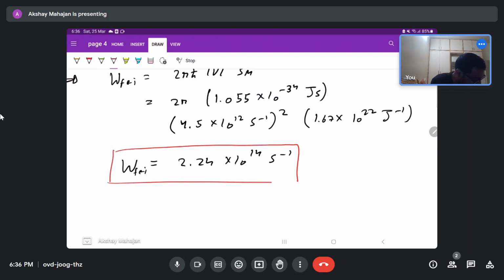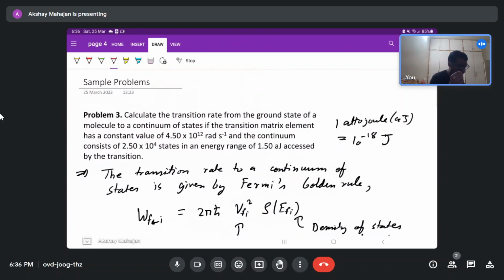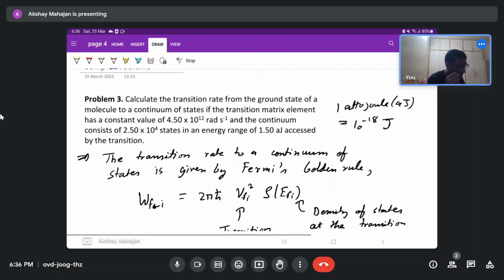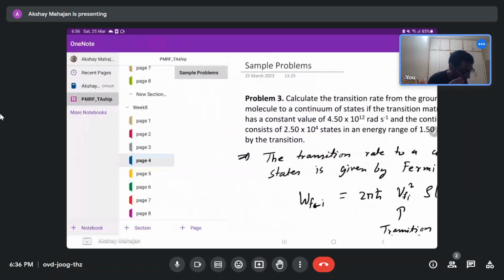Alright, so this is how, by using Fermi's golden rule, we can find the transition rate of a molecule to a continuous state, going from its ground state to a continuous state. Okay, so that is done. Let's go to the next problem.